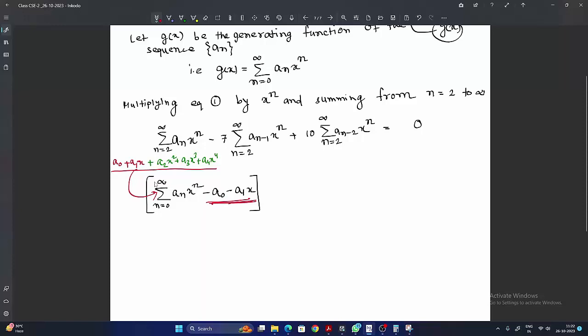Yes, sir. We will do the same thing for the second step, but before that we have to make the order the same. Here it is n minus 1, but here it is n, so it is a problem. So take 1x outside first of all.